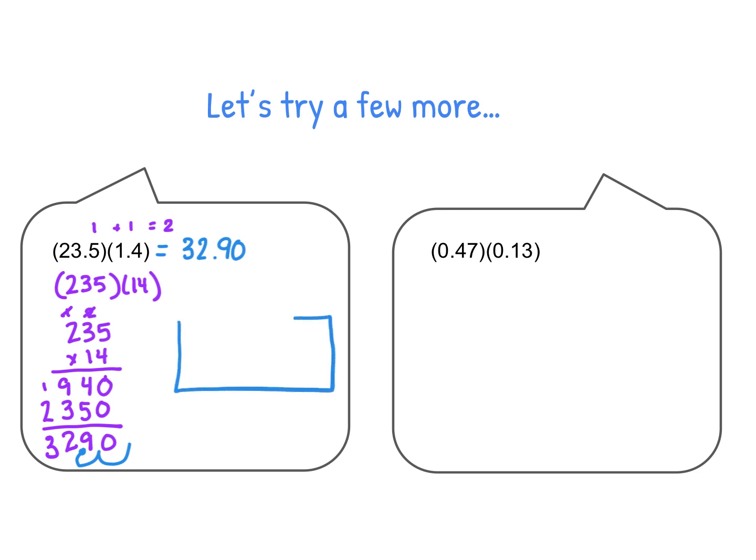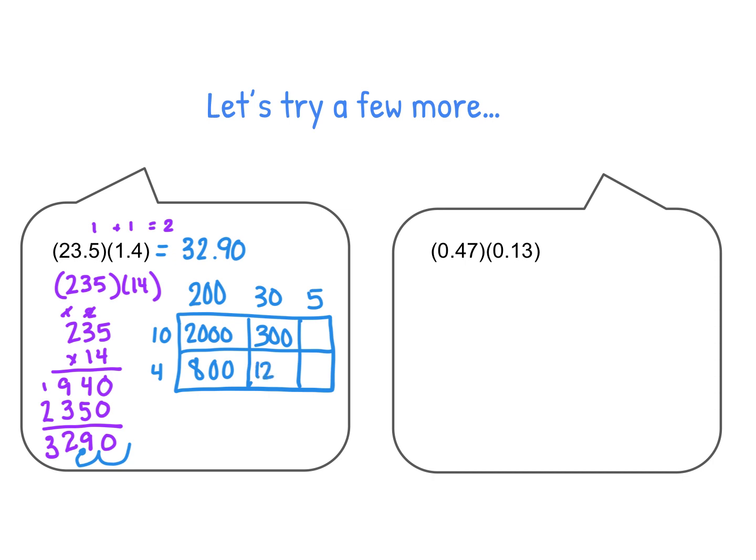So here we go. We'll make ourselves a rectangle. I'm going to divide it in half because we have 2 numbers. I have big and less big, and then small. I'm going to have a 200, a 30, and then a 5. I'm going to have a 10 and a 4. So 2 times 1 is 2, and I have 3 zeros. 2 times 4 is 8, and I have 2 zeros. 3 times 1 is 3, and I have 2 zeros. 3 times 4 is 12, and 1 zero. 5 times 1 is 5, with 1 zero, and 5 times 4 is 20.